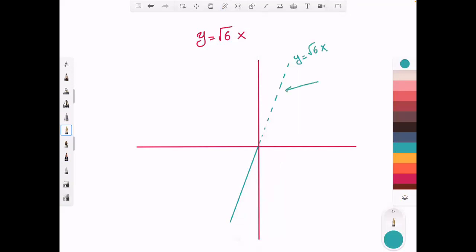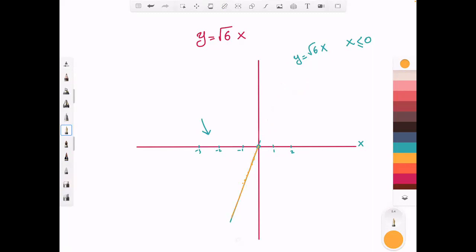Why did I dash the line here? Because the question said x should be less than or equal to 0. So if x is less than or equal to 0, this is the x-axis. This is 0. This is positive 1, positive 2. Here we have negative 1, negative 2, negative 3. So we are dealing with this part only. We don't accept this part of the line that has positive values of x. Any point you pick here, the value of x is negative. That's what we want. Good. So this is the first thing we should do.